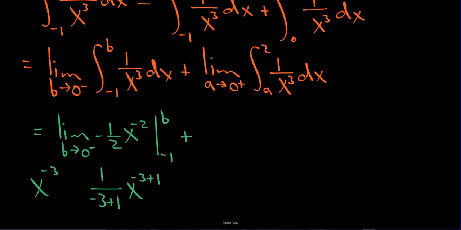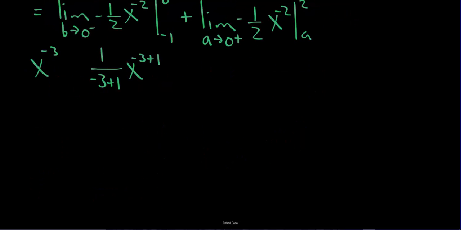Now, I'm going to do this one over here. It's going to be the same antiderivative. We're going to take the limit as a goes to 0 from the right, and it's going to be negative 1/2 x to the negative 2, going from a to 2. Whoops, a to 2. Okay, a to 2, like that. Now, all we have to do is go ahead and evaluate it. So we have our 2 integrals.